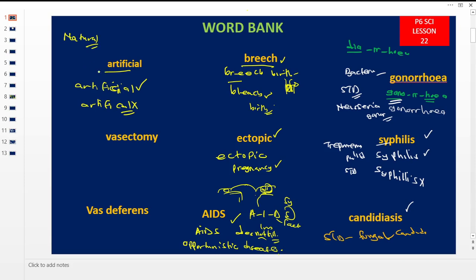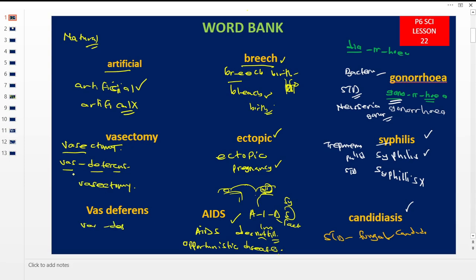And artificial means man-made materials or man-made things, or methods devised by man. So we have this other word called vasectomy. It comes from vas, then vas what? Vas deferens. So the cutting of this vas deferens, the sperm ducts, is called vasectomy. And again, lastly, we have this word vas deferens.